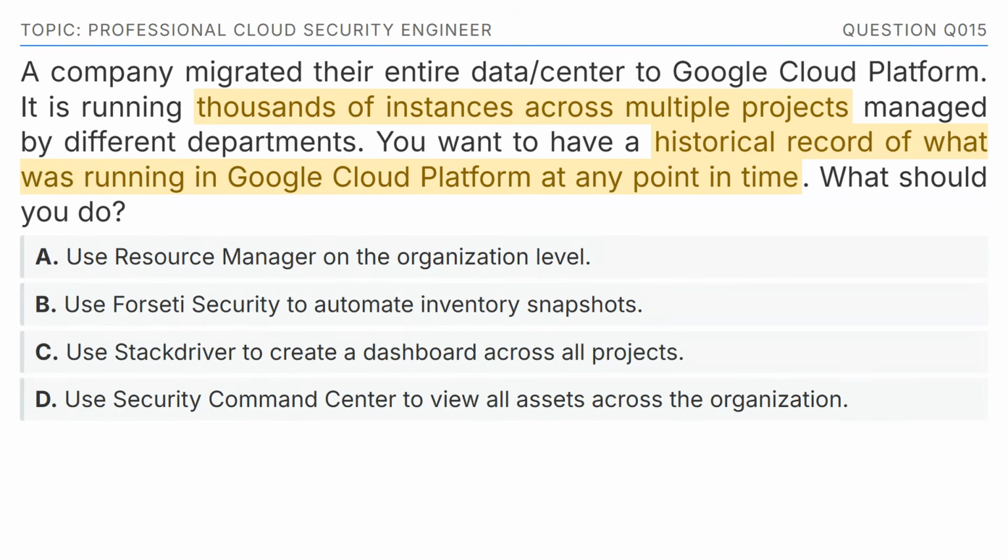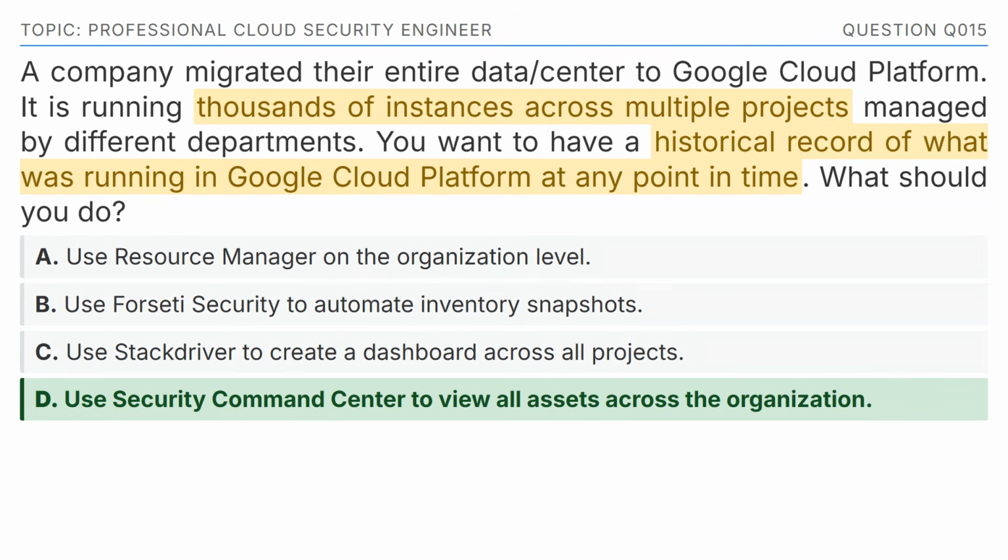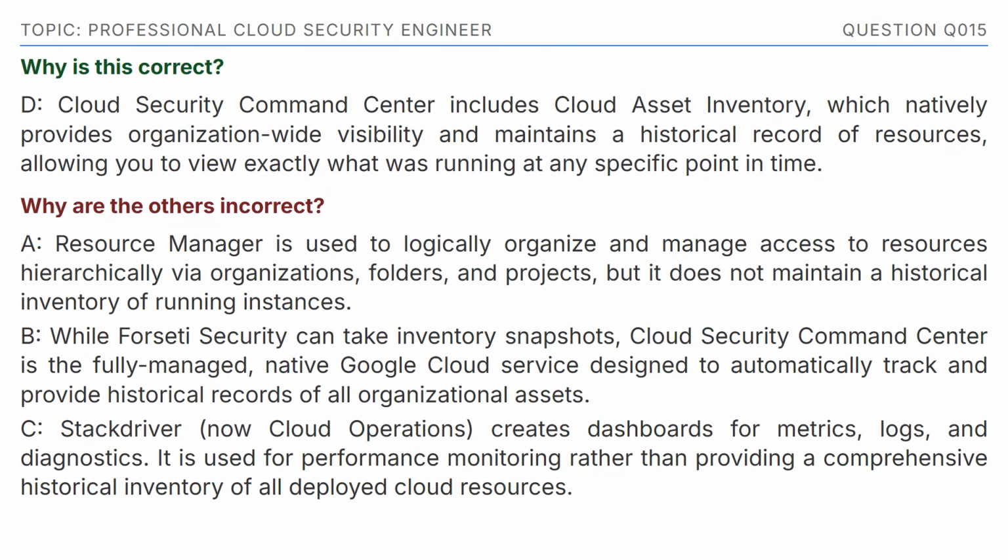To arrive at the correct answer, we focus on the keywords: thousands of instances across multiple projects, historical record of what was running in Google Cloud Platform at any point in time. Correct answer is option D. Use Security Command Center to view all assets across the organization. Why is this correct? D. Cloud Security Command Center includes Cloud Asset Inventory, which natively provides organization-wide visibility and maintains a historical record of resources, allowing you to view exactly what was running at any specific point in time.